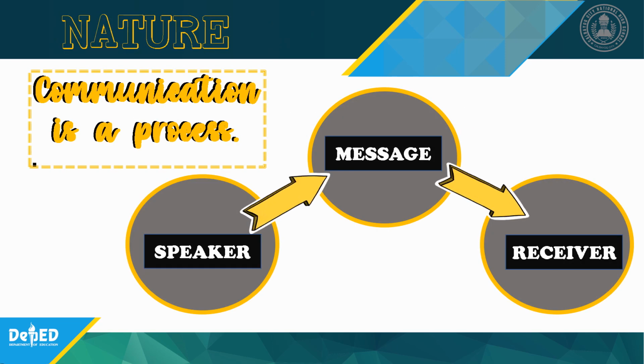As we move forward with our lesson, let us explore the nature of communication. As you can see, this is how communication is basically done. It actually involves the three basic components for an effective flow of communication. These are the speaker, the message, and the receiver. With these three, we can say that there is a process in communication. That is the first nature of communication.